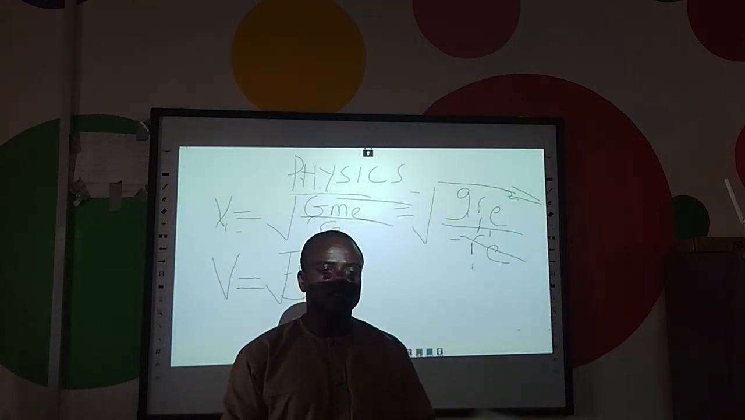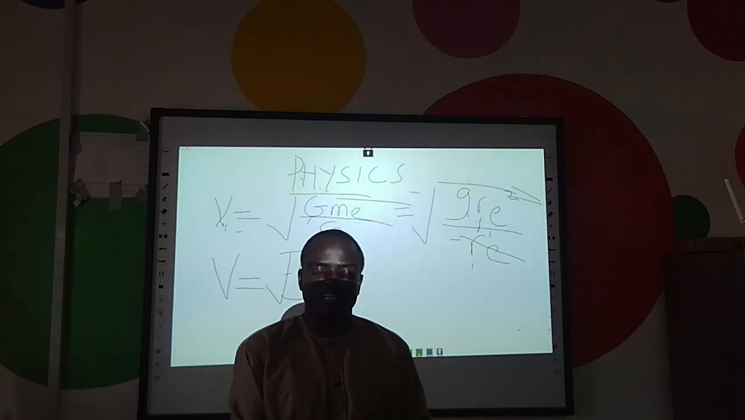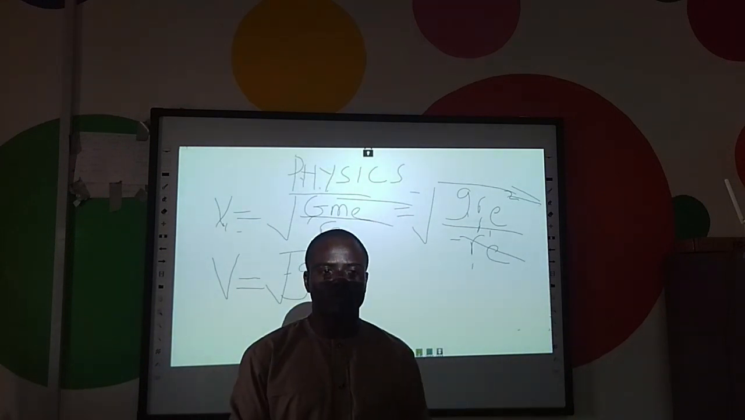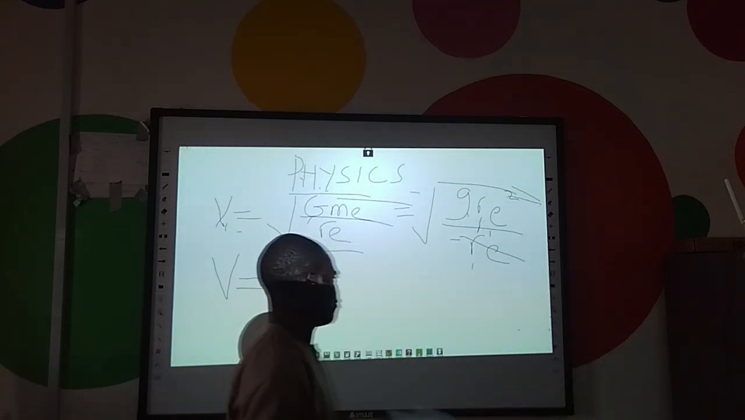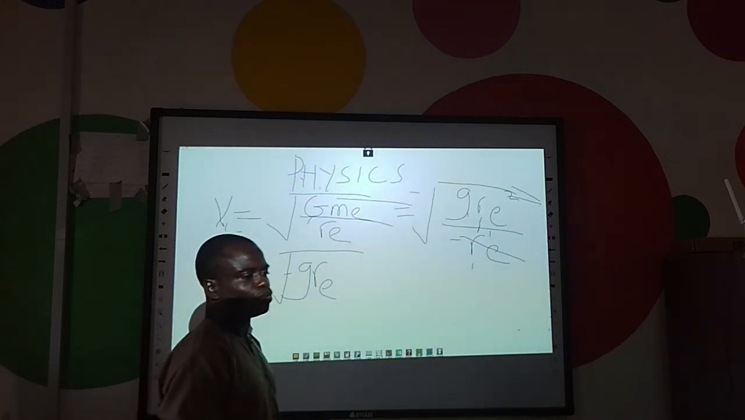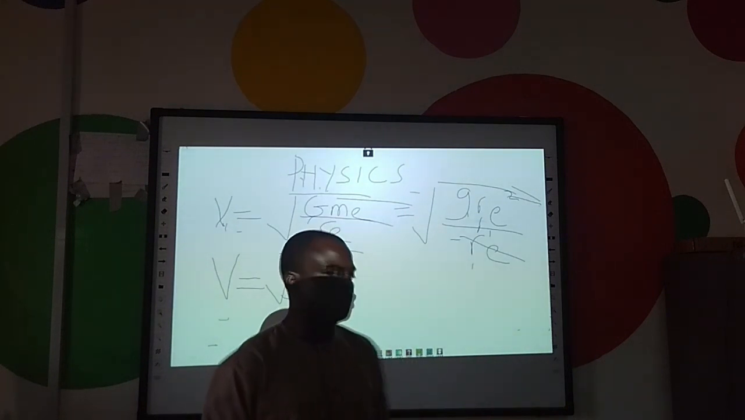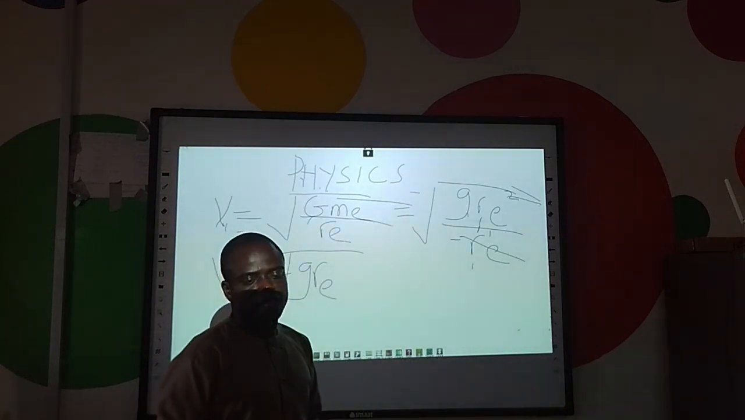Now, when the satellite loses the gravitational hold due to a weakening, it escapes from the surface into space. That's the velocity. When you have to look for the velocity of the satellite, make use of V equals the square root of g R E. This is the end of the class.